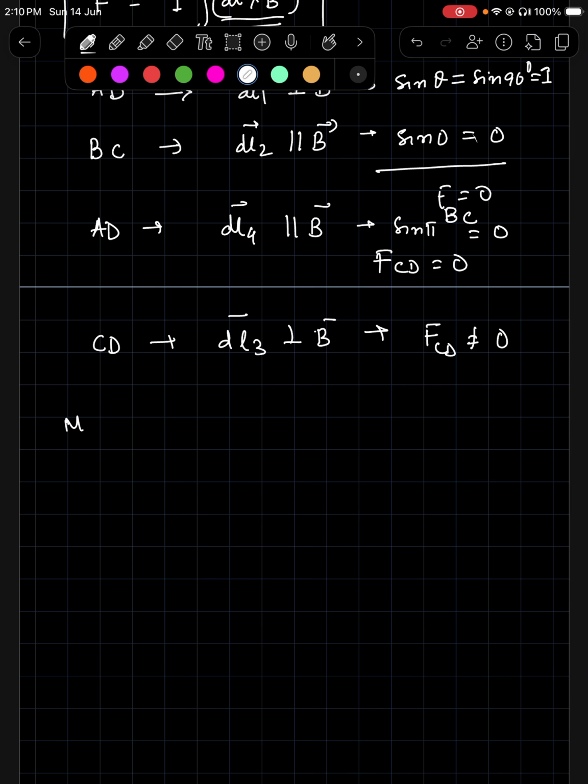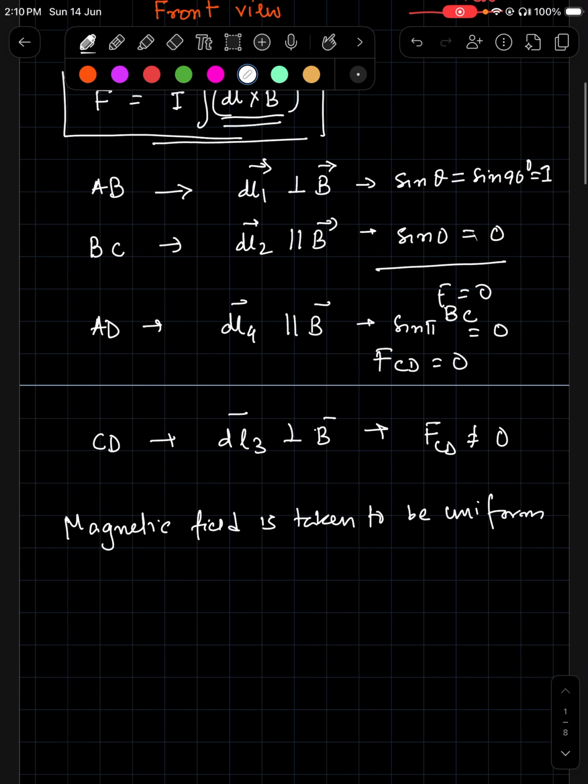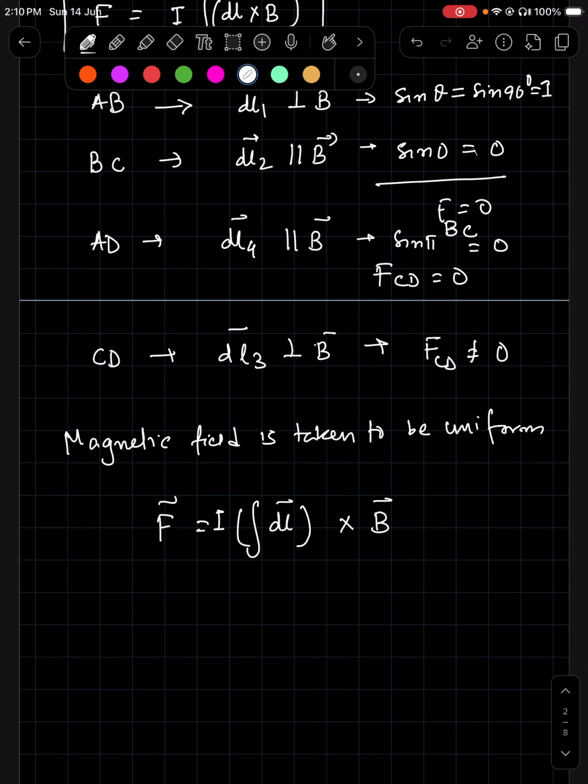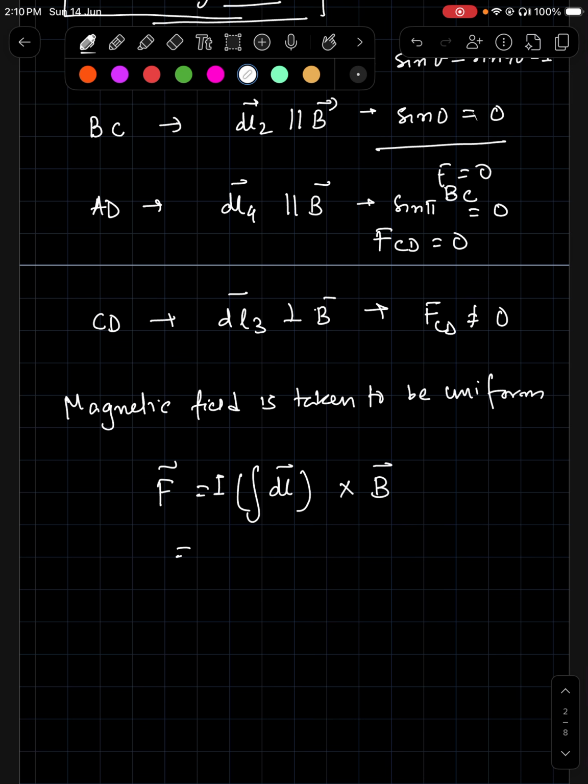Since the magnetic field is taken to be uniform, the magnetic field can be kept outside the integration, because it is a constant itself. So F can be written as the integration of I dl cross B. B is now kept outside, but I cannot bring B to the left side because it is a cross product. I cannot change the order. So the integration of dl is the full length L, that is, I L cross B.